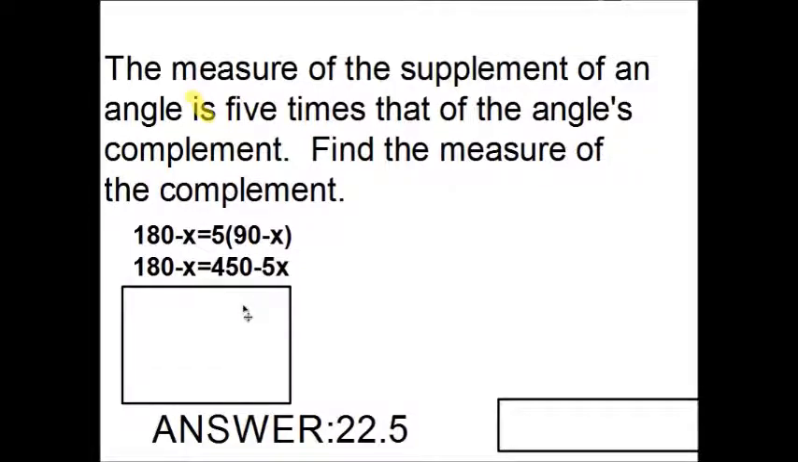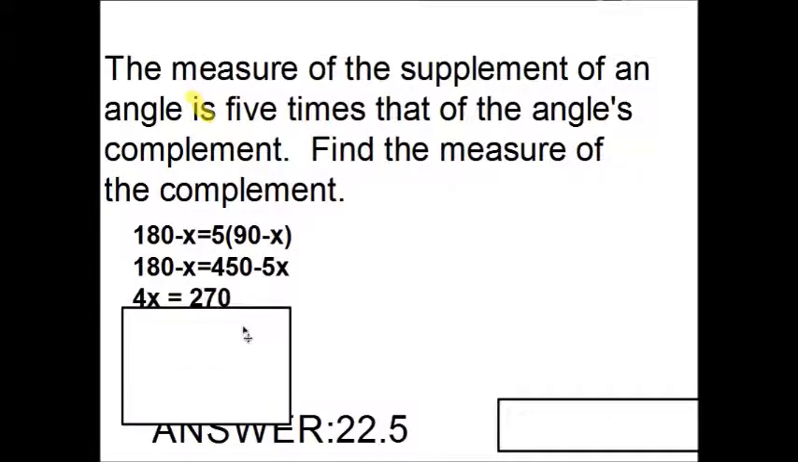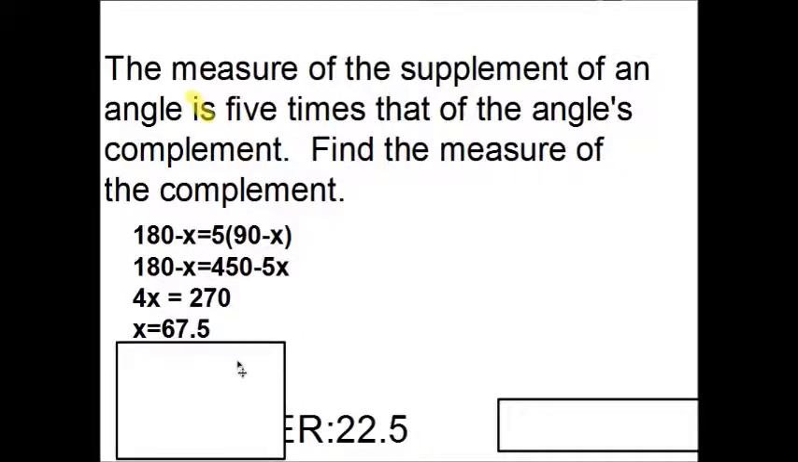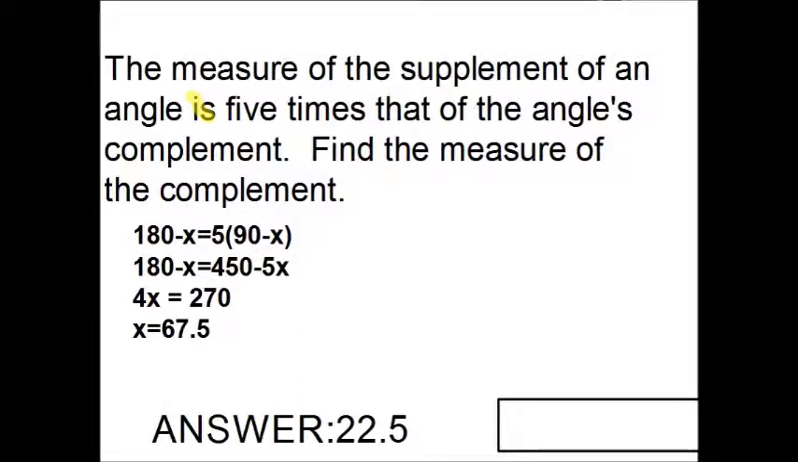Distribute, get the x's to one side, numbers to the other, and divide both sides by 4. Now, remember, x is going to represent what our angle is. So if we want to find the complement, we're going to do 90 minus 67.5 in order to get that supplement.